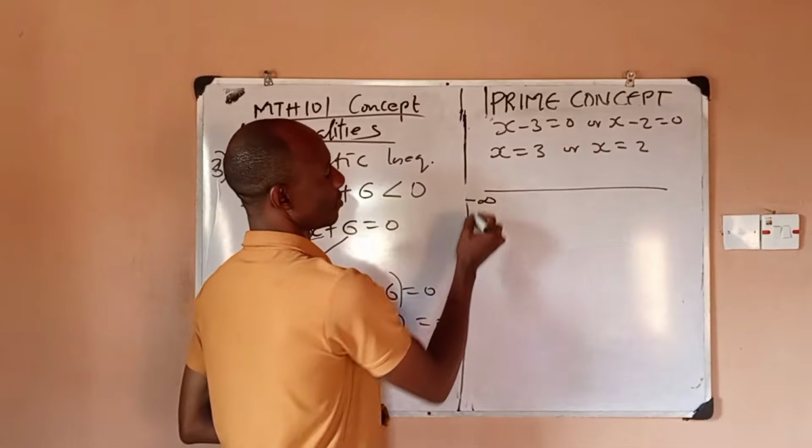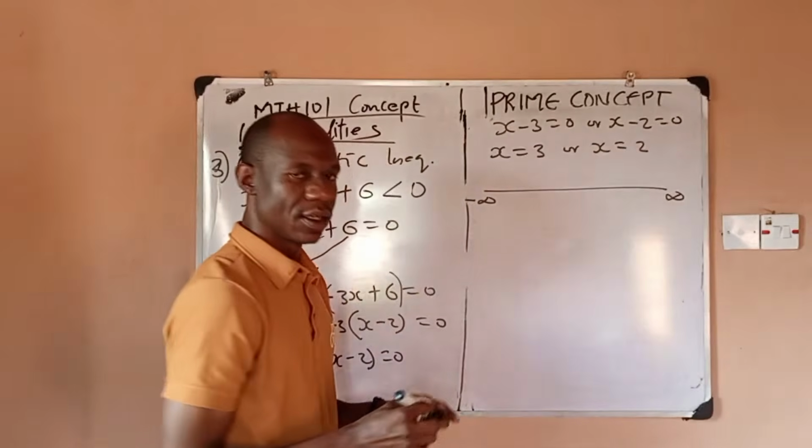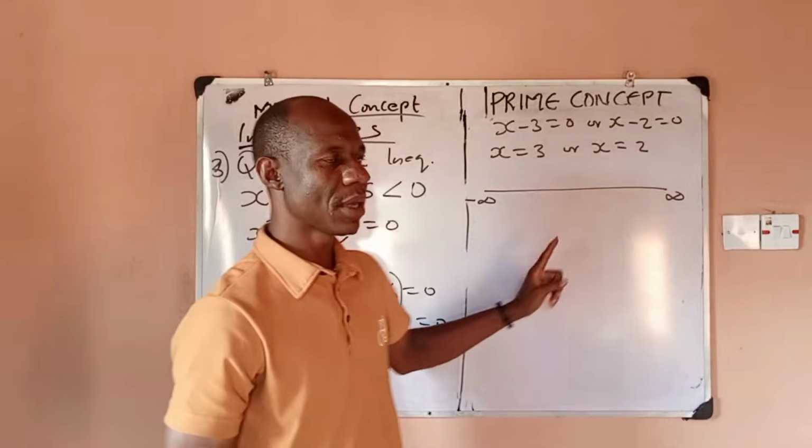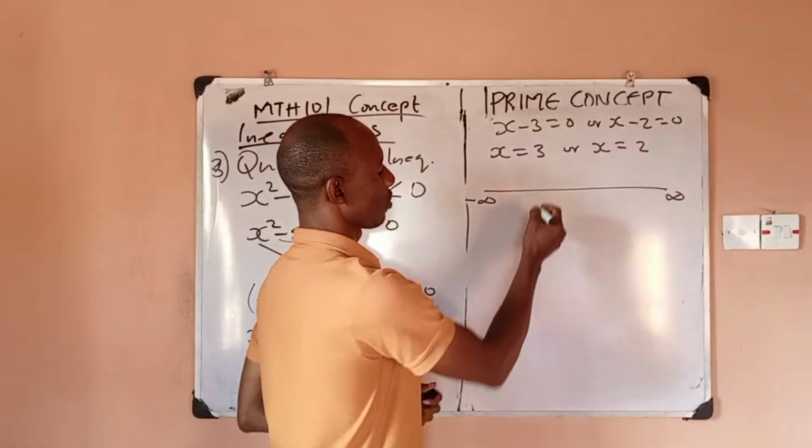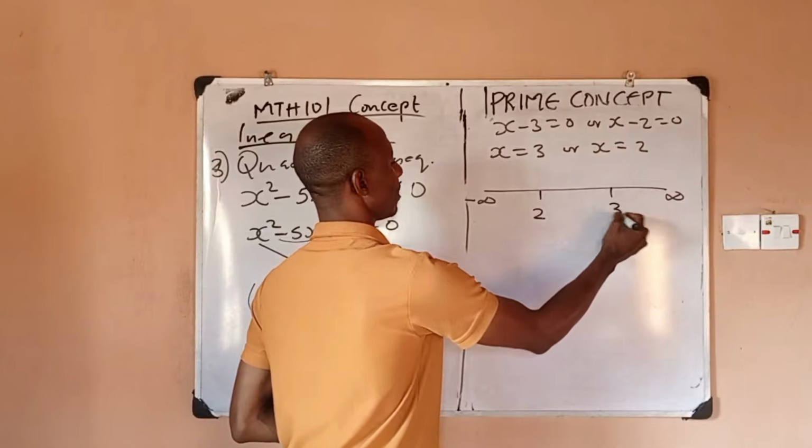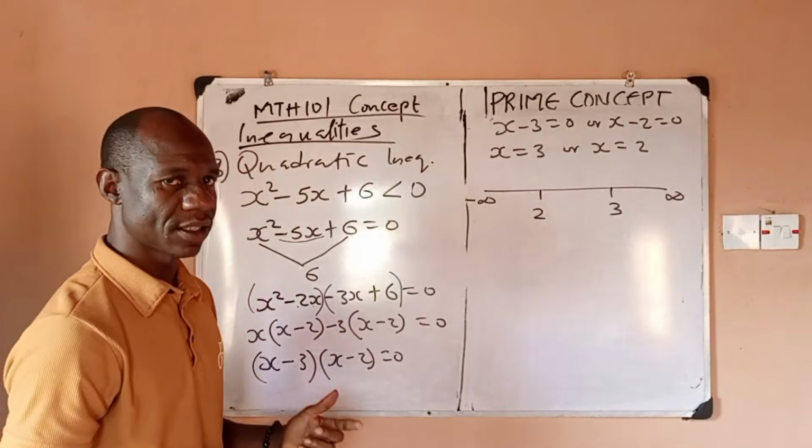So this is negative infinity, this is infinity. So when I take those two values to the number line, the one that is smallest should come first, which is 2, and then 3. I hope you are still following me.